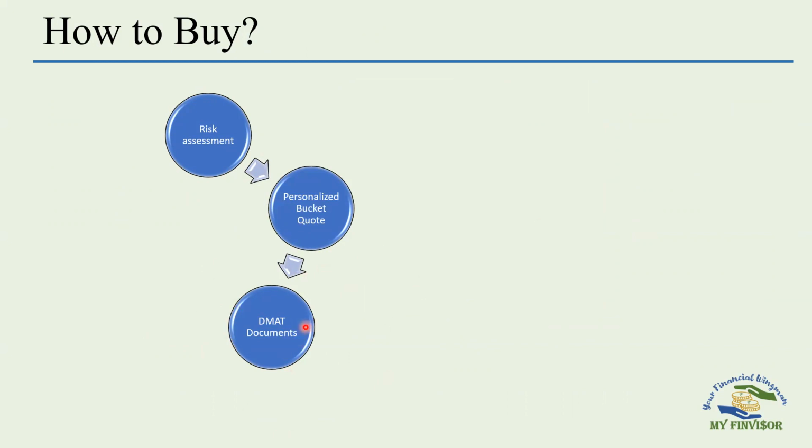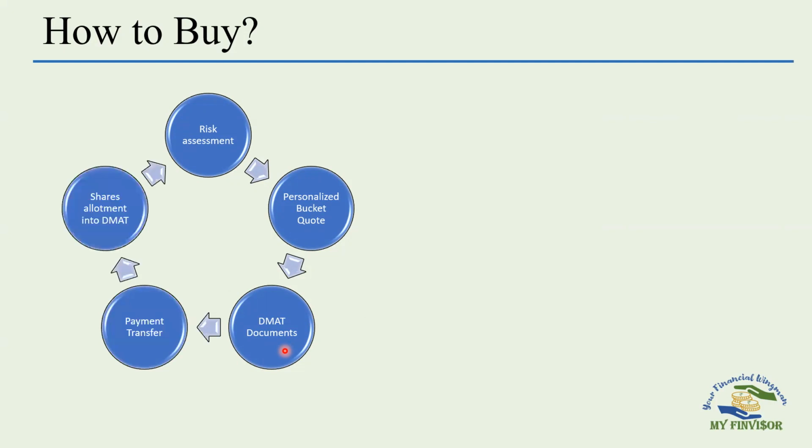What are demat documents? It is very simple. Your Zerodha or your Upstox or whatever your broker is, he just gives you a CMR copy. That CMR copy has the account number of your demat, which is available with either CDSL or NSDL. These demat documents are required because we have to transfer the shares into the demat account. And then the payment comes in. Once the payment comes in, the shares are allotted into the demat account.